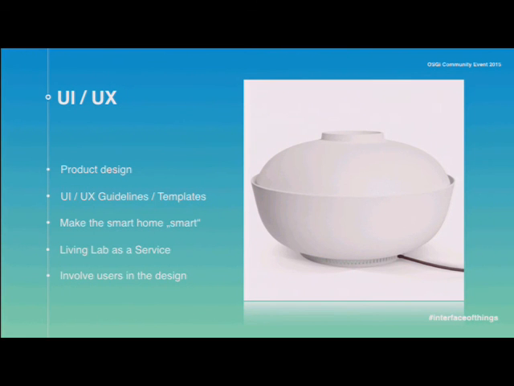So, UI, UX. First of all, the design of the product is something that we want to be keen on. This is just, let's say, an example. It looks a little bit like a pot. In here you have the hardware. It could be, for example, a Raspberry Pi, and you can open this bowl and put stuff in there. So it looks nice.